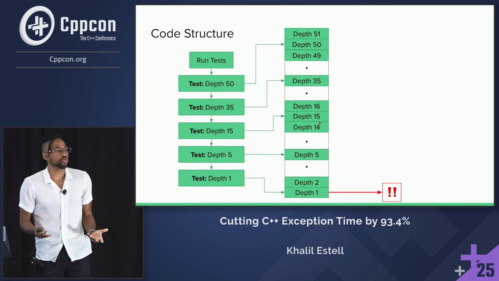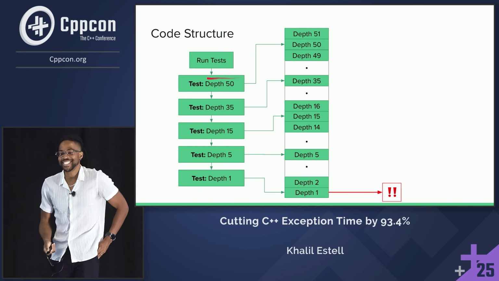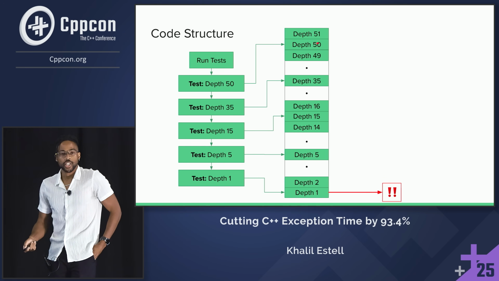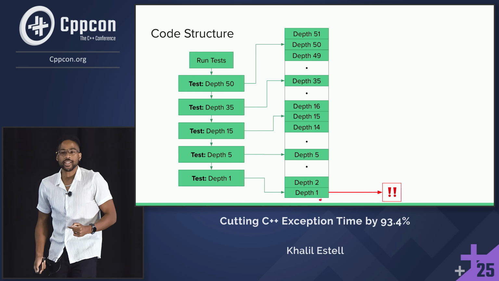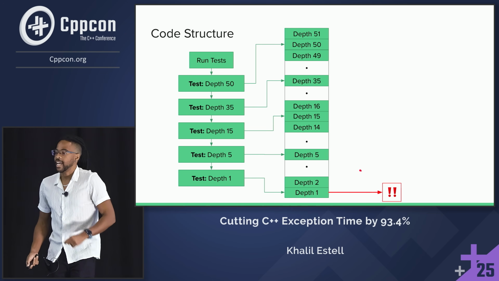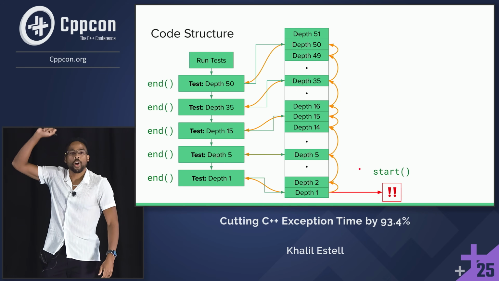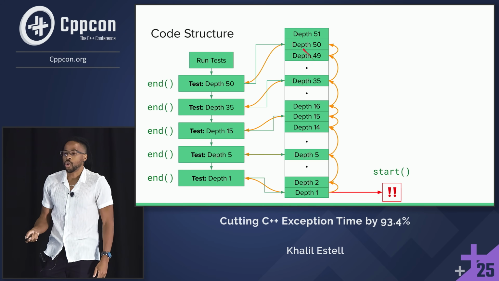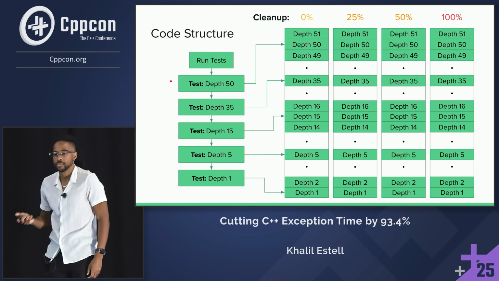So here's the basic code structure. You call run tests. That then invokes test depth 50, which calls a function called depth 50, which then calls 49, 48, and keeps going down until eventually you hit depth 1. That is where the error is detected. From there, we're going to call start, and we're going to propagate the error all the way up the stack until we reach the caller of our depth function, and from there, they'll handle it and call end.